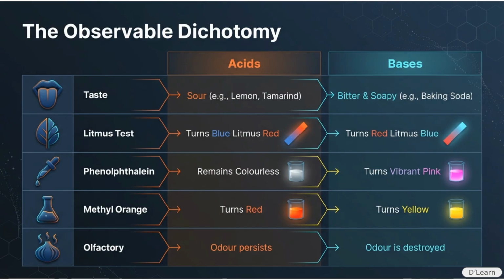Acids and bases exhibit distinct observable properties. Acids taste sour and turn blue litmus red. Bases taste bitter and soapy, turning red litmus blue. Chemical indicators, like phenolphthalein and methyl orange, show unique color changes, further distinguishing them.